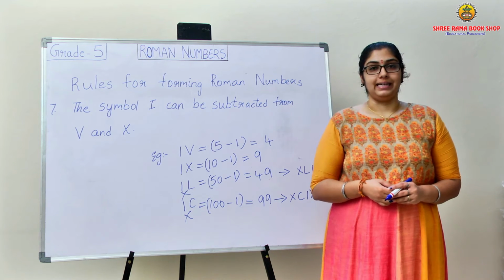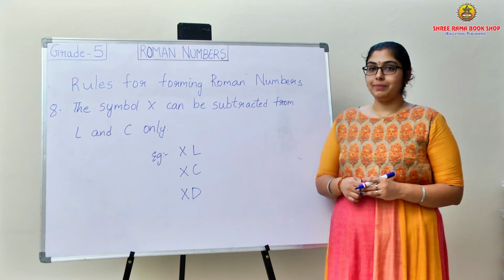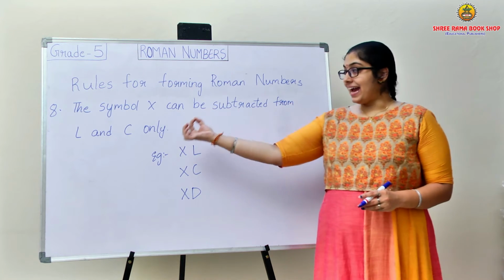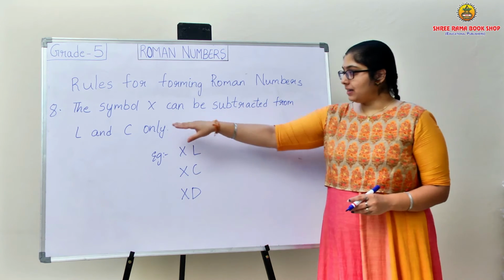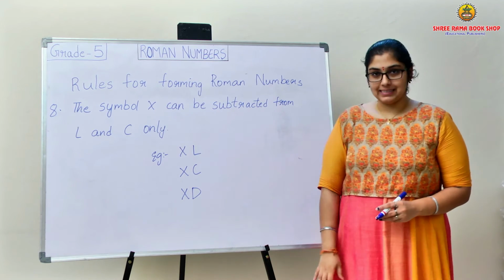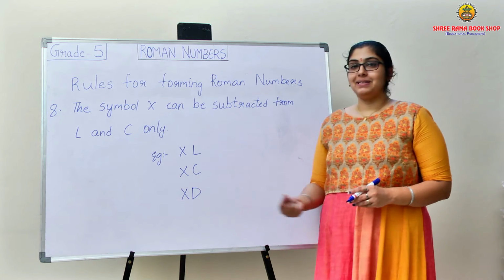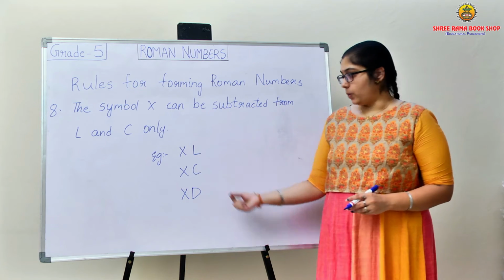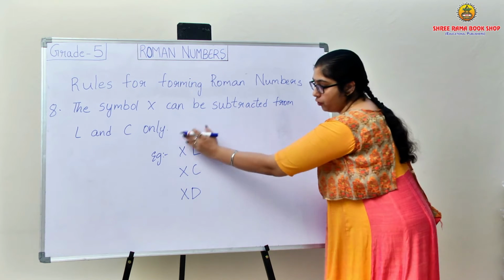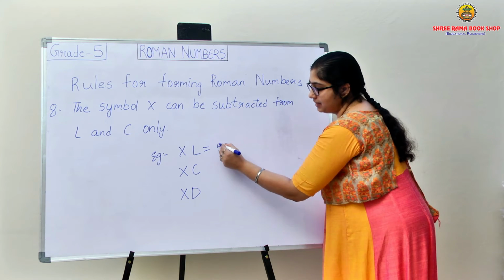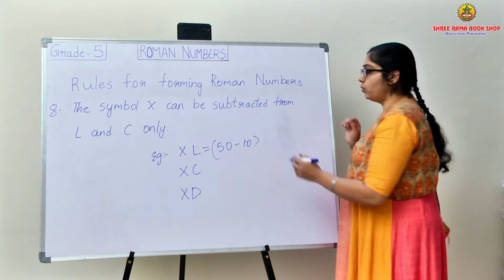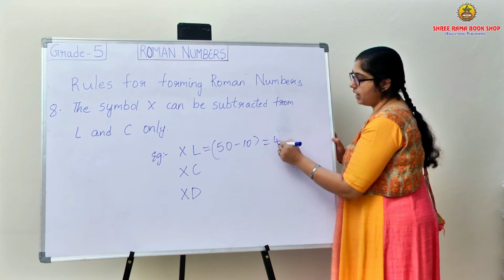Now we will go for rule number 8. Rule number 8 states that the symbol X can be subtracted from L and C only. So only L and C symbols can be used for subtracting the symbol X. I'll take some examples to explain this rule. The first example is XL. X represents 10 and L represents 50. As X is preceding L, I will subtract 10 from 50, which is 40.